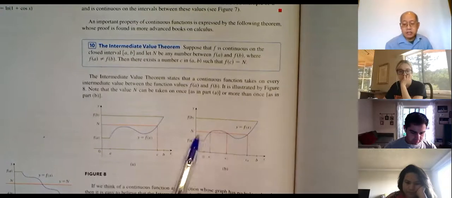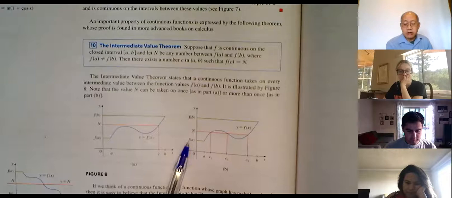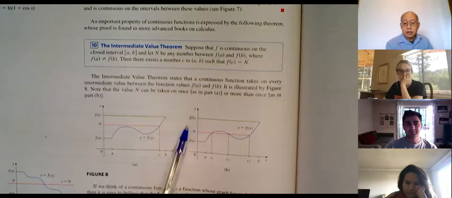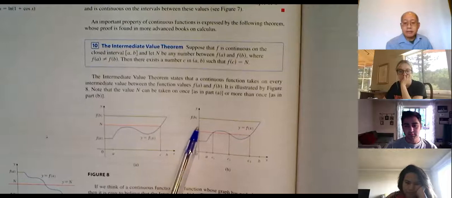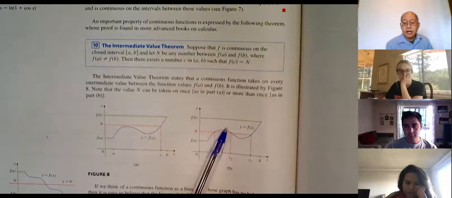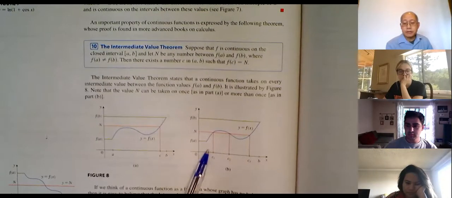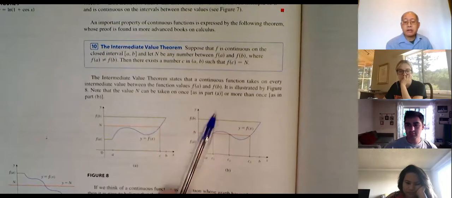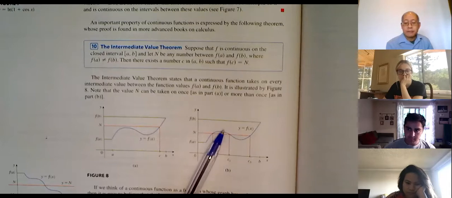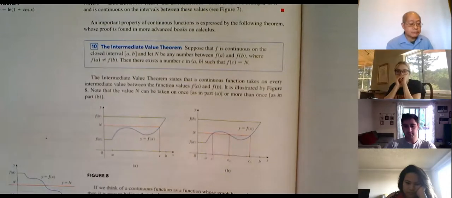The x coordinate is what's considered c. So it's smooth. If this is 3, this is 10, then somewhere between 3 and 10, any number you pick is obtained on the graph. The x coordinate is what they call c. Now it can happen more than once, but it has to happen at least once. So all the numbers between 3 and 10, 4, 5, 6, 7, 8, 9, 9.5, 5.24, they're all in there. That's what they're saying here.